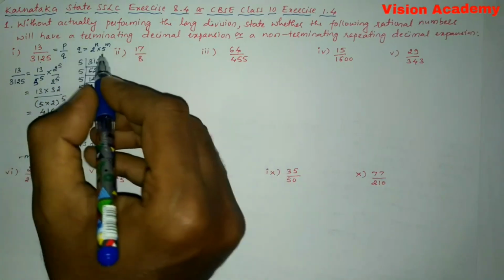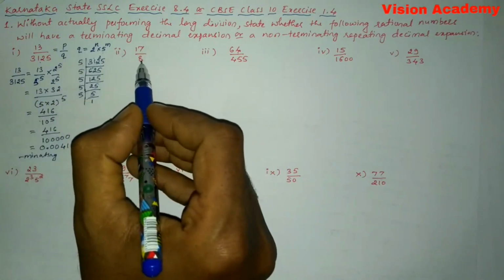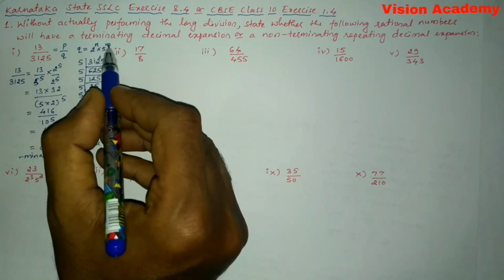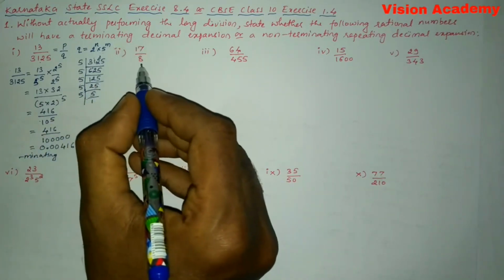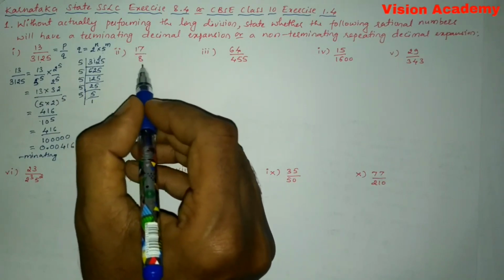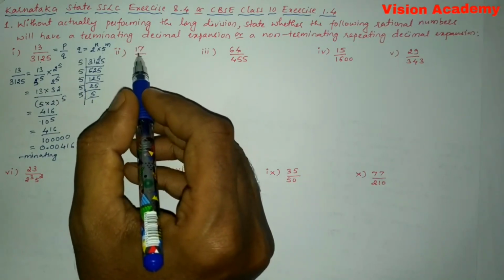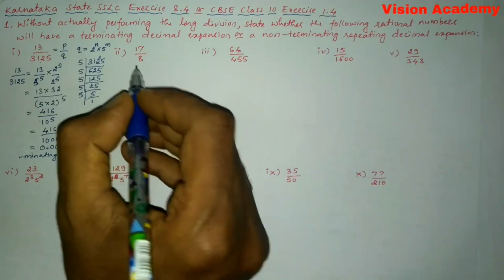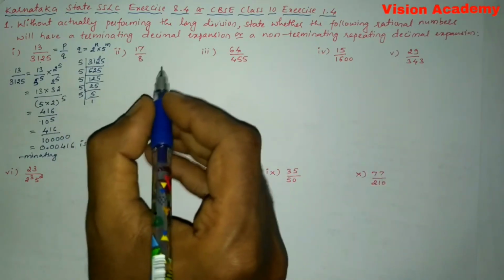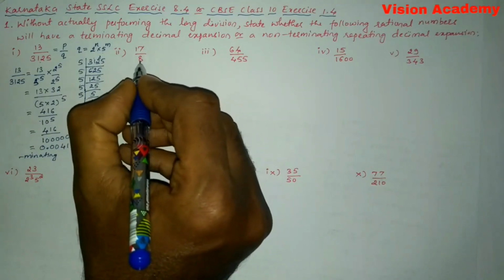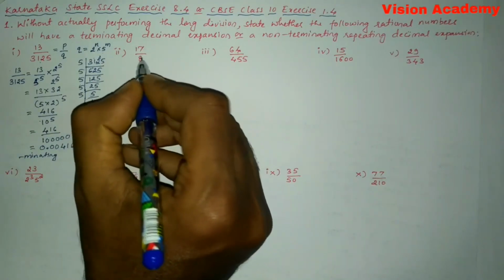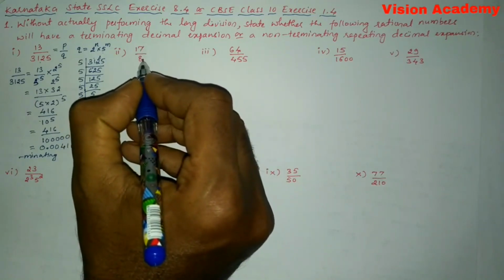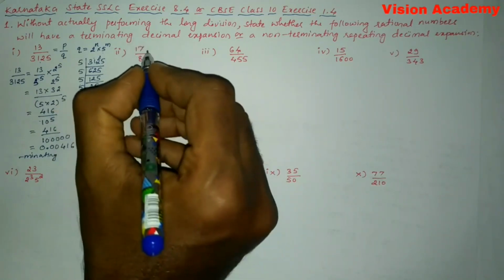Here also the same condition applies. If the denominator is in the form of 2 to the power n into 5 to the power m, then only we can say this given decimal expansion is terminating. Otherwise it is a non-terminating and repeating decimal expansion. Now let us take the denominator, that is 8. Here 8 can be represented as 2 to the power 3.